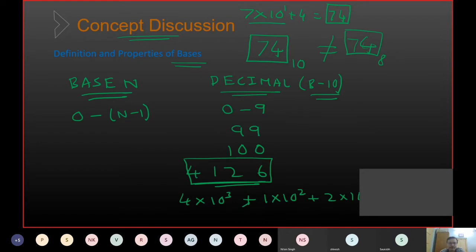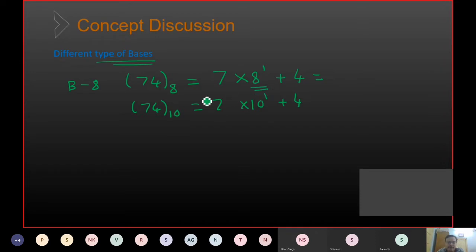Now the question is, how will it be denoted in some other base? Let us take a sample base like base 8. How will 74 in base 8 be written? If the base is 8, what you do is 7 into 8 to the power of 1 plus 4, unlike in base 10, where we did 7 into 10 to the power 1 plus 4. Here, because the base is 8, 7 into 8 is 56 plus 4, that is 60. So this number is effectively 60 in base 10, whereas the other number is effectively 74 in base 10.